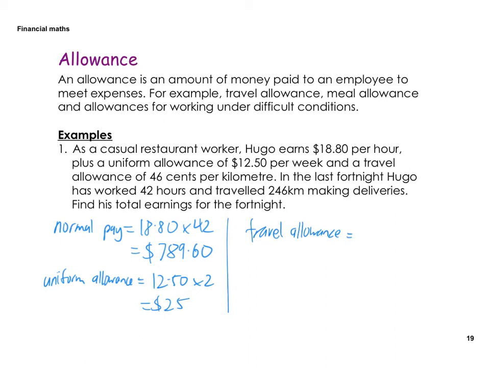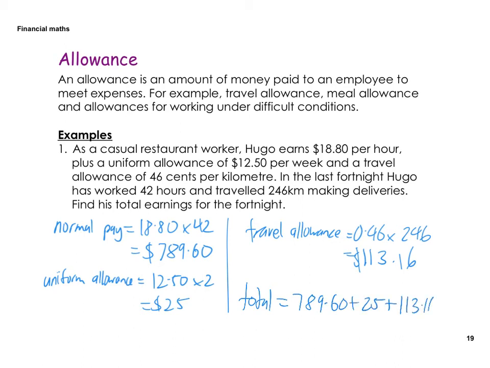Okay, so he goes 246 kilometres, 46 cents per kilometre. Don't forget to make cents into dollars. 46 cents is $0.46. So 0.46 times the distance, and that's 113.16. Okay, we just want the total now. So total, obviously, is to add them all up. And that would be my final answer. 927.76 is my final answer.